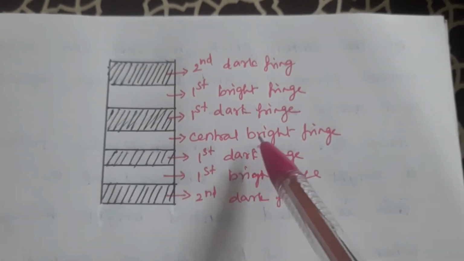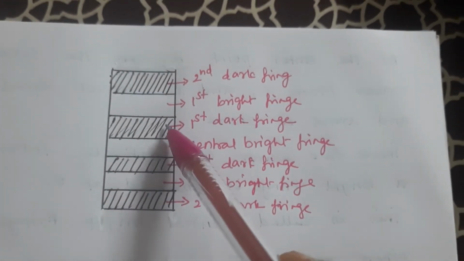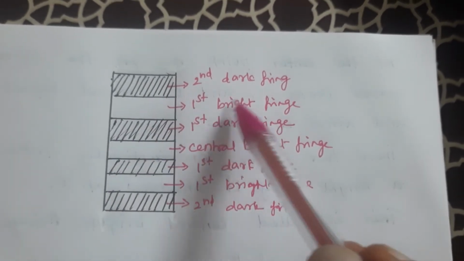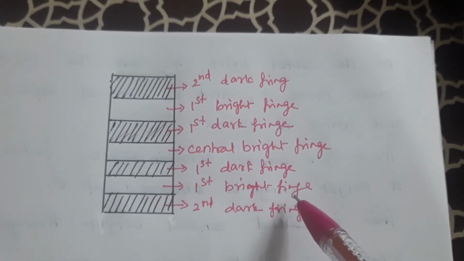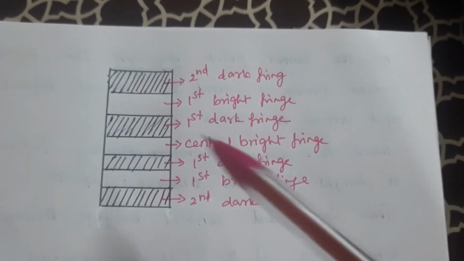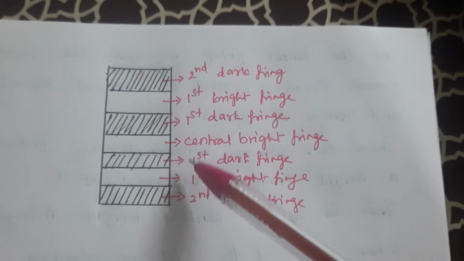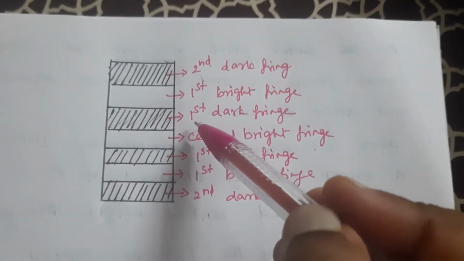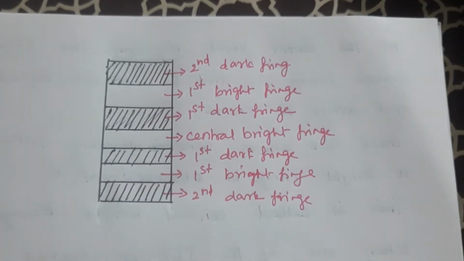This is your central bright fringe. Then above and below you will have the first dark fringe. Then you have a first bright fringe, and here also this is the first bright fringe. Here you are getting a second dark fringe and a second dark fringe. So above also the pattern goes like this, below also it goes like this: first dark, first bright, second dark, second bright, like that.